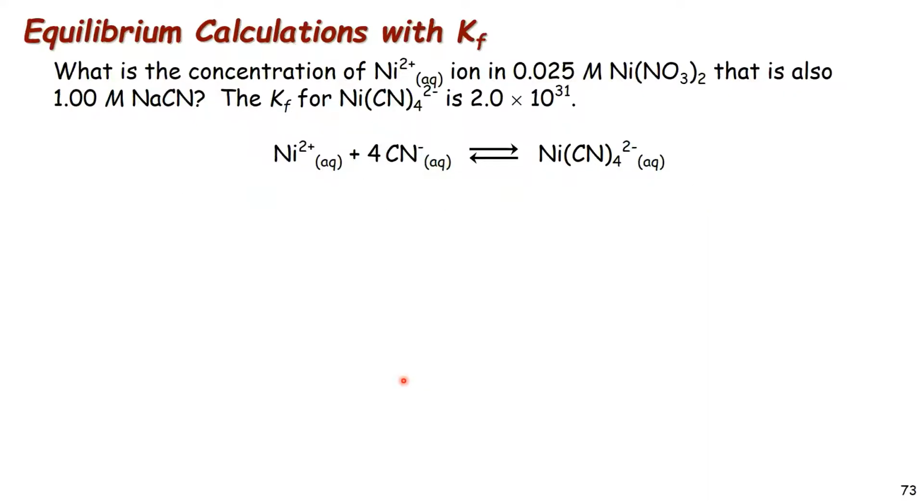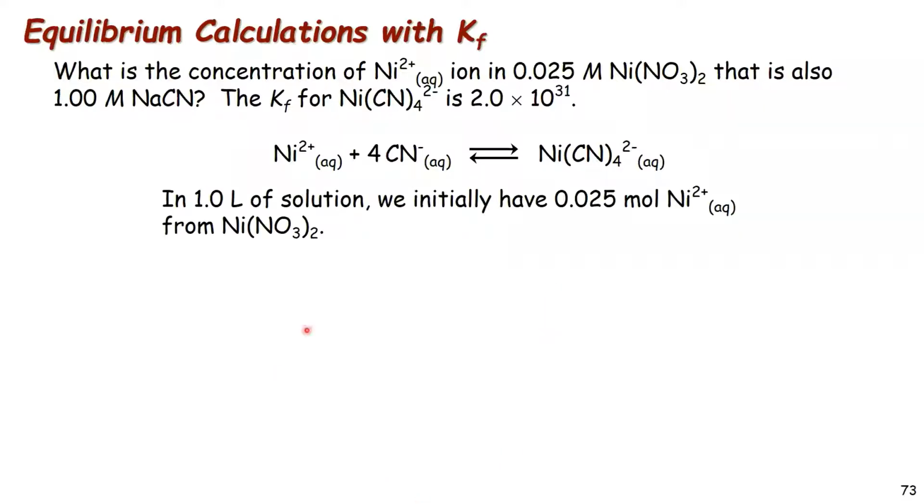Okay, any questions so far about just understanding how to write the equation and what the initial concentrations are going to be? Okay, so if I have a 1 liter solution, we initially have 0.025 moles of the nickel 2 plus, and we're always going to assume 1 liter of solution unless they tell us differently, because that makes it easy. Then the molarities are just the moles. Okay, so we're going to assume we have 1 liter.